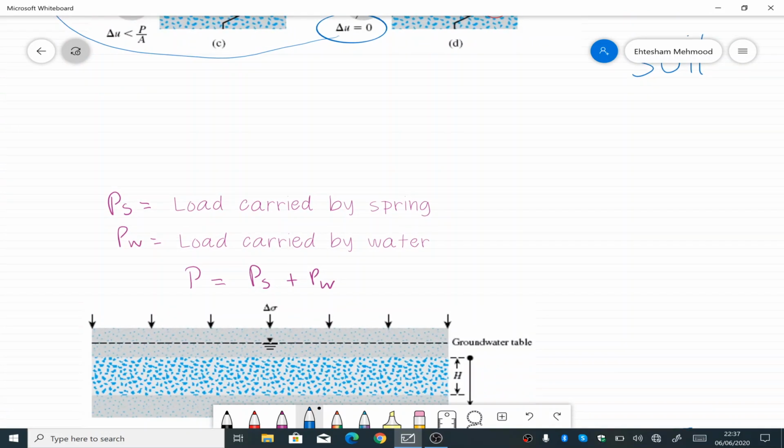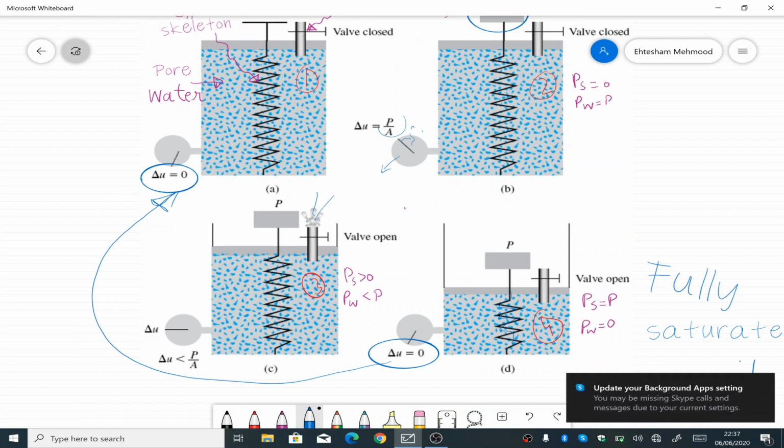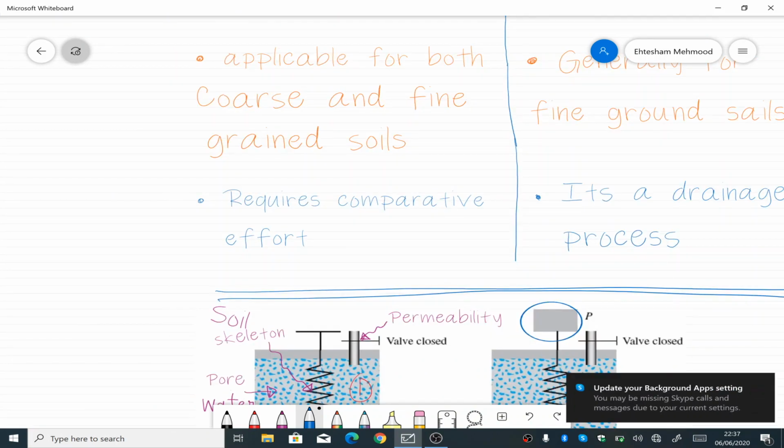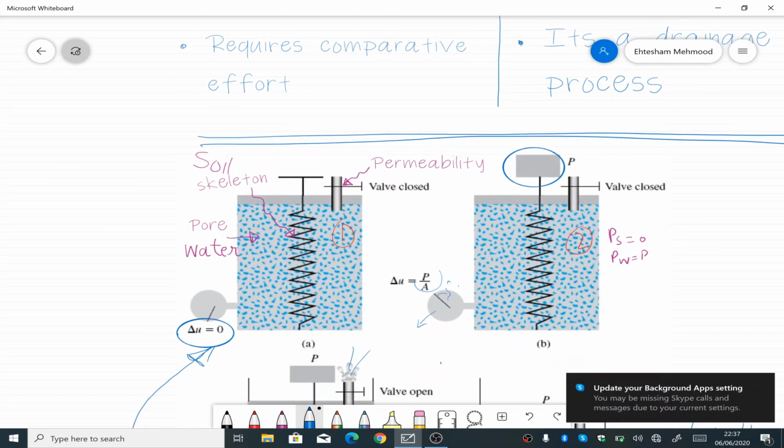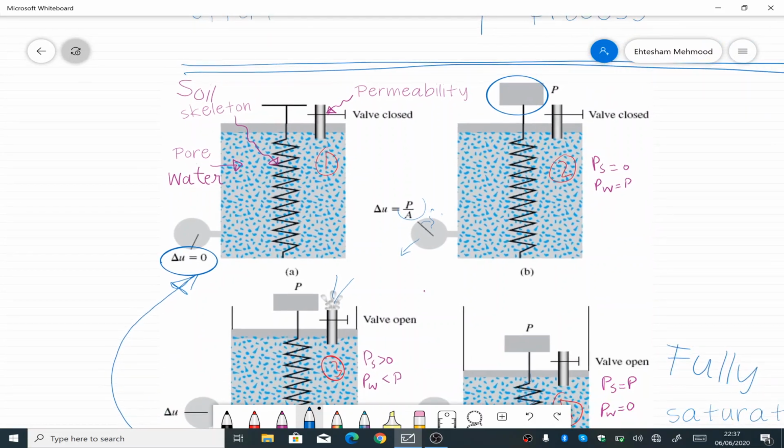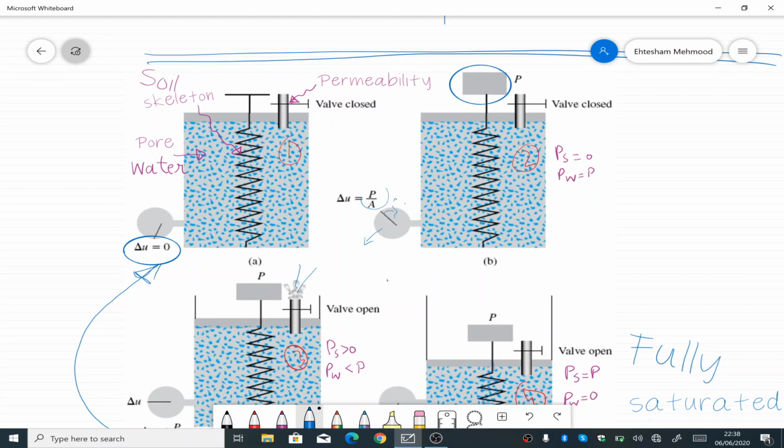If we see here, total pressure of the system is equal to PS plus PW, where PS is the load carried by the spring and PW is the load carried by the water. So if I go back to the diagram here, initially there's no load, so there's no pressure. Once we apply this external load P, at the time when the valve is closed, the pressure on the spring is 0 and the pressure of water is equal to P, the applied load.